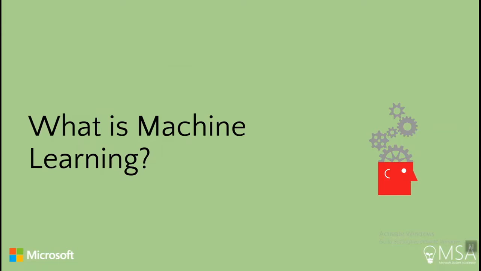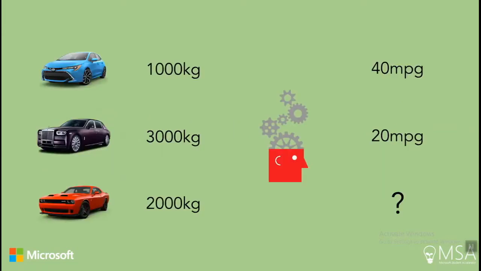Say I give you this bunch of information. So I say that there's a car that weighs 1,000 kilograms, and the fuel efficiency of this car is 40 miles per gallon. We're using miles here because it's an American data set. I also tell you there's a 3,000 kilogram car, and that has a fuel efficiency of 20 miles per gallon.